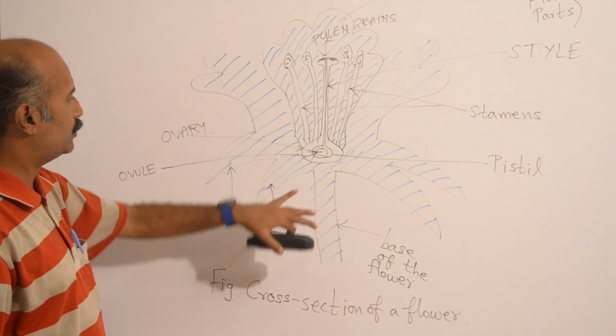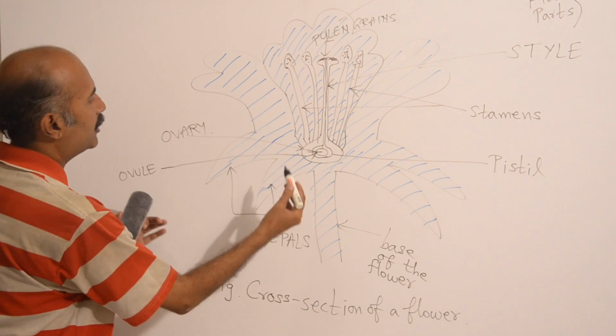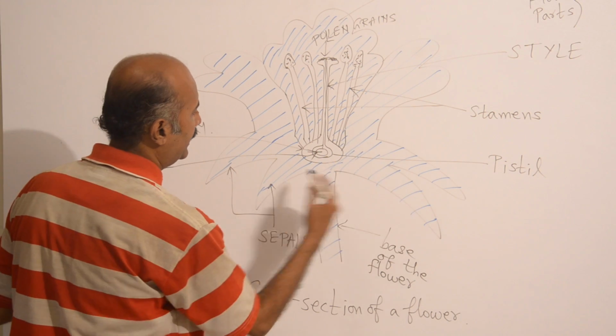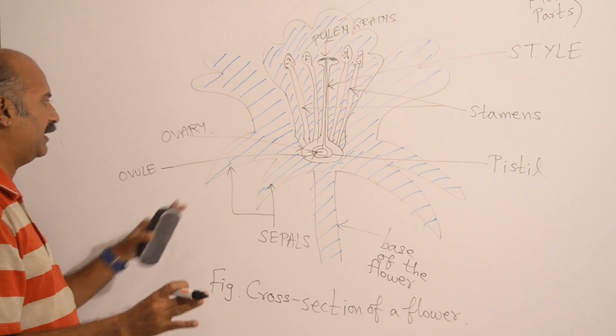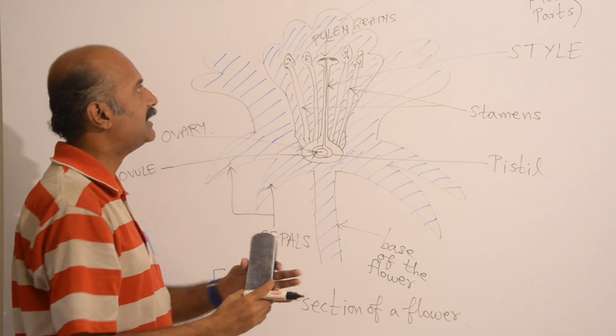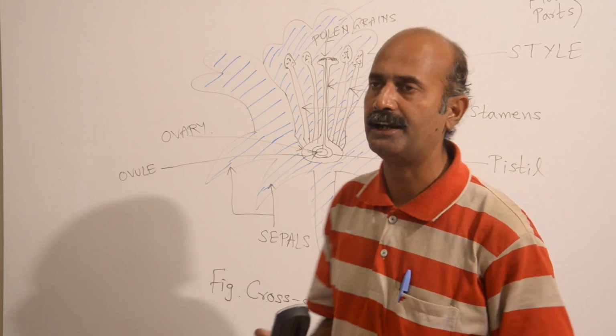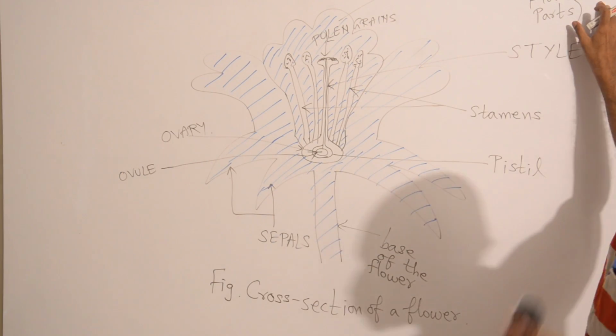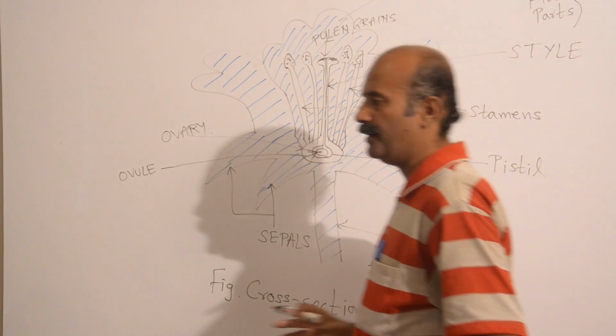Just above the base you have sepals. Normally they are green in color, but here I just shaded them. So they are in green color. And above the sepals you have the petals. The petals are the prominent flower parts. They are normally very bright and attractive in color.